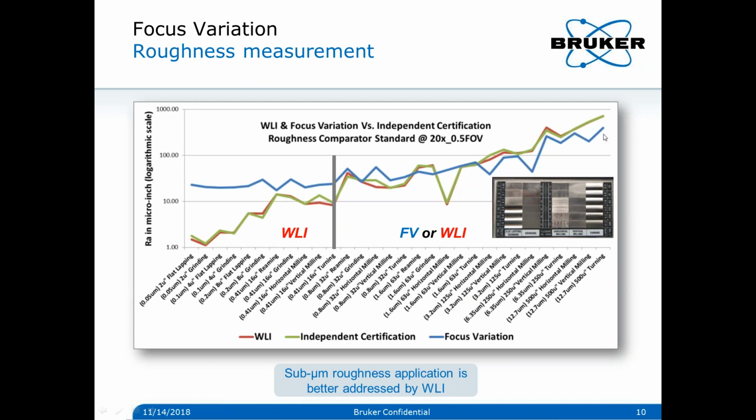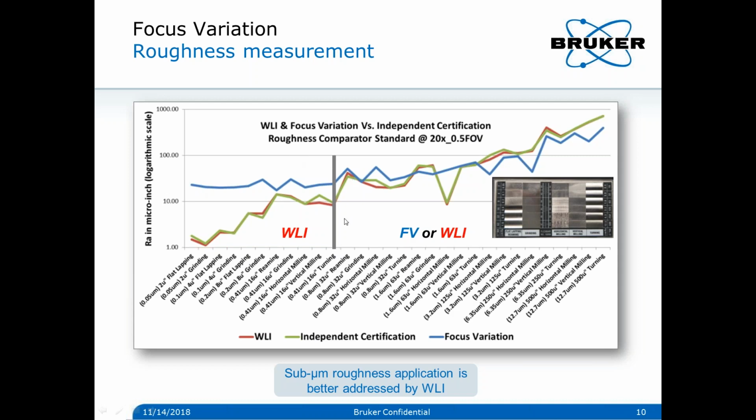And what you see in green is the certified values. In red, this is the white light interferometry values. And then in blue, you see the focus variation technology. That shows pretty good agreement up to somewhere around 0.8 microns roughness, where it starts to deviate simply because the 20x objective starts to have too high a background noise here.